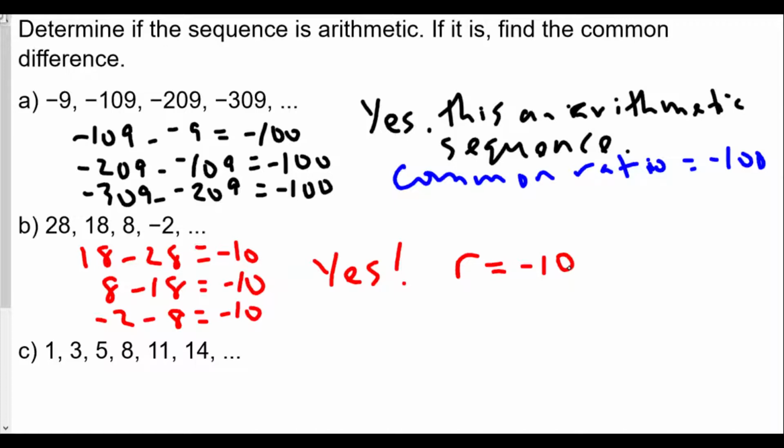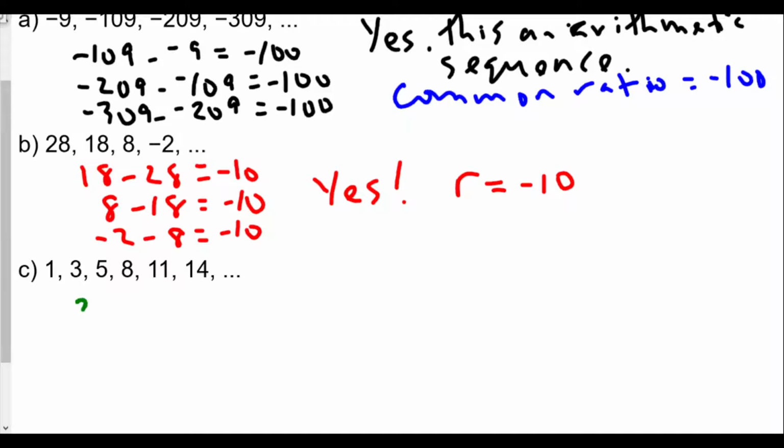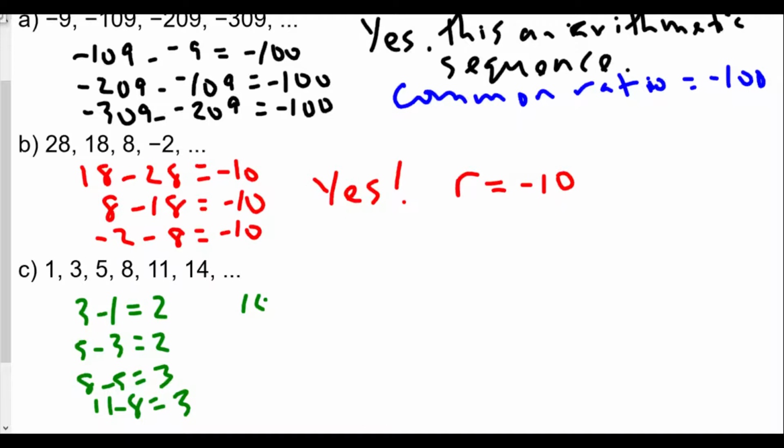All right, so let's try the third one, C. I'm going to scroll down up here. Okay. So we have 3 minus 1 is 2. That looks good. 5 minus 3 is 2. That looks good. 8 minus 5 is not 2, it's 3. Oh no. But 11 minus 8 is 3, and 14 minus 11 is 3. So maybe it is? No, not a common ratio.